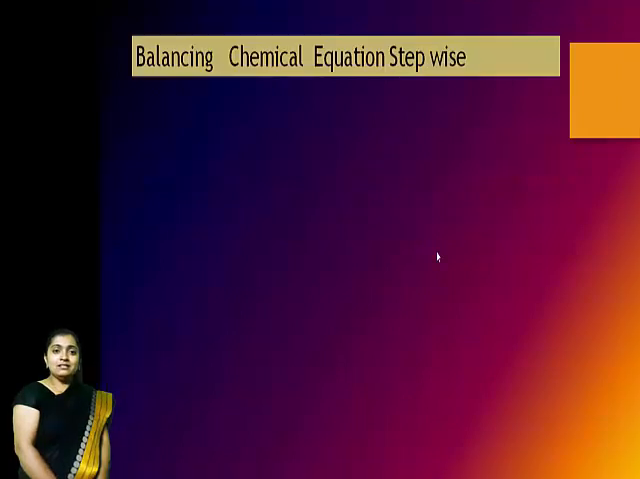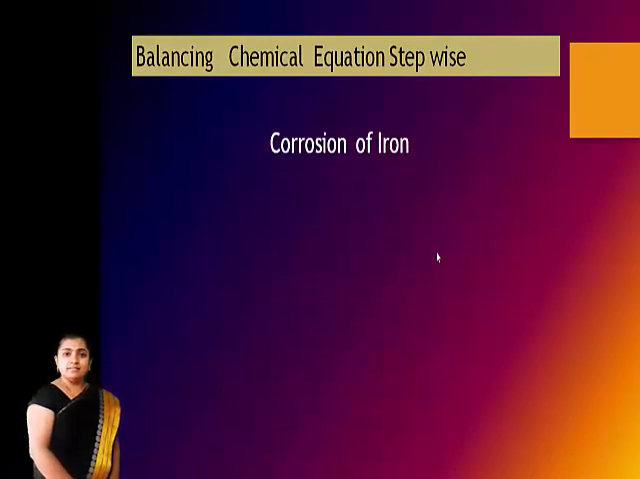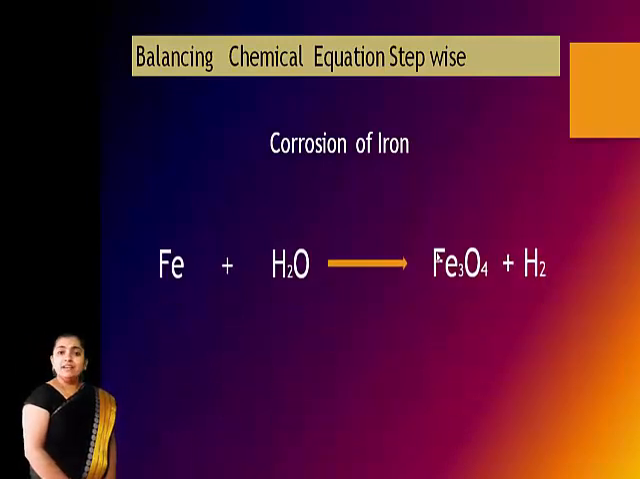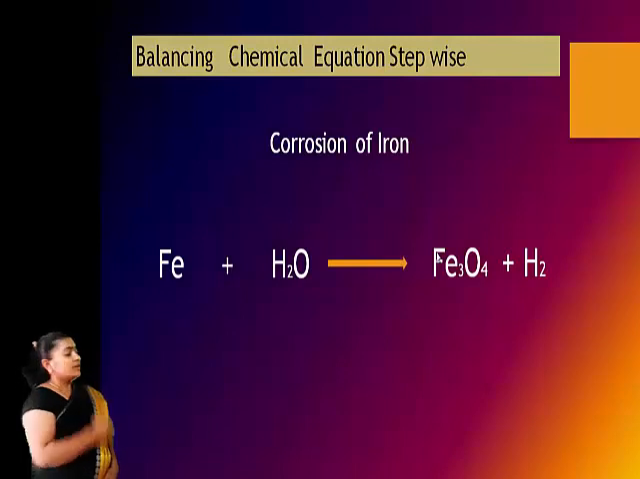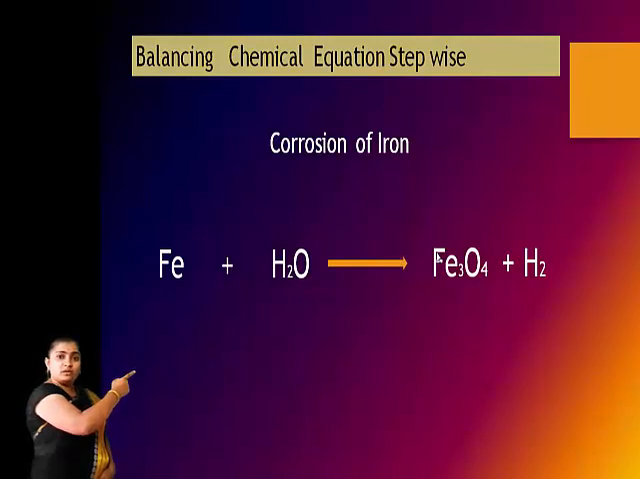Let's learn stepwise how to balance a chemical reaction. For example, corrosion of iron. In this reaction, Fe reacts with H2O and is converted into iron oxide. So for this reaction, we can write the equation as Fe plus H2O gives rise to Fe3O4 plus H2. Step 1.